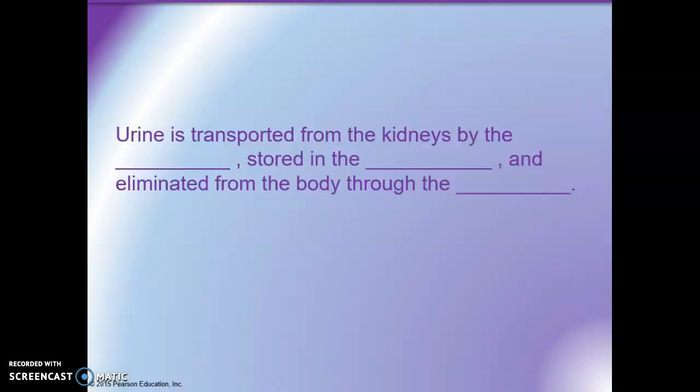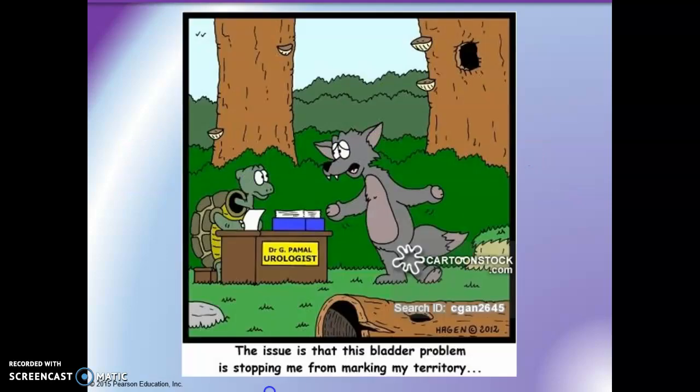Urine is transported from the kidneys by the ureters, stored in the bladder, and eliminated from the body through the urethra.